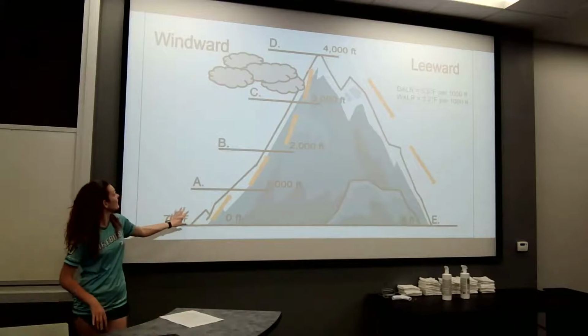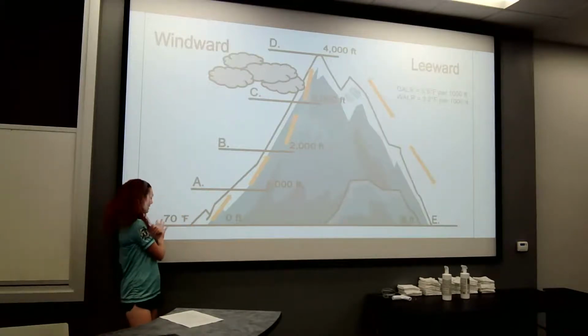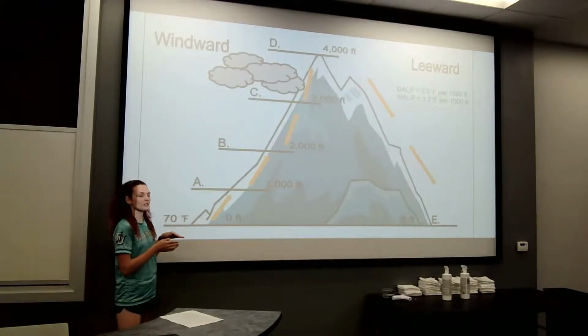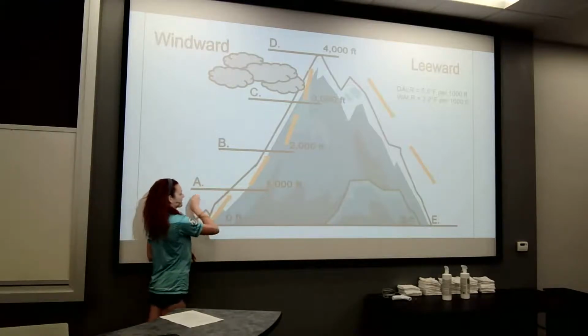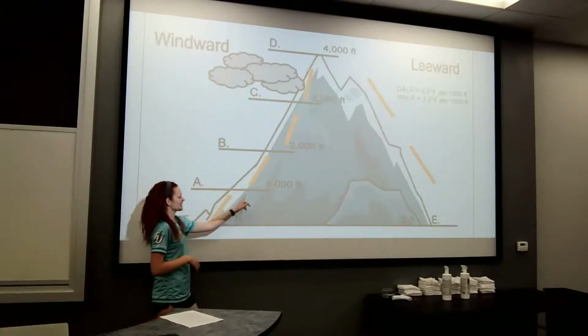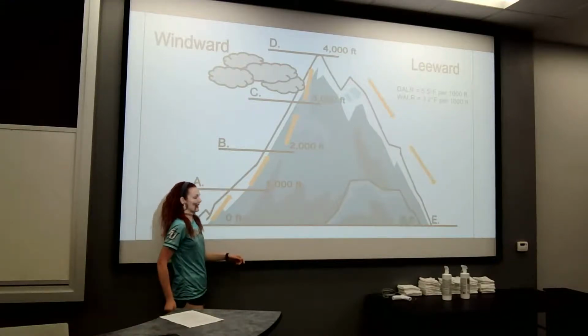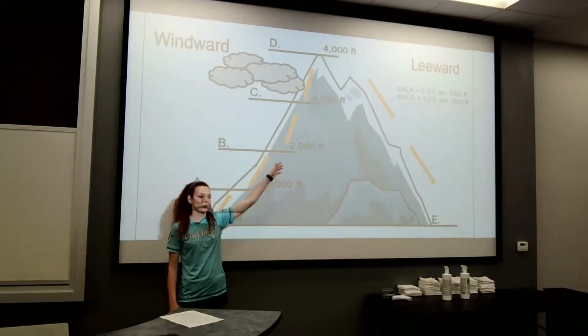Over here on the windward side of the mountain, we're starting with 70 degrees. So on the ground level, it's 70 degrees. We first need to find what the temperature is going to be at our elevation A right here. Our elevation is 1,000 feet, so we're going from 0 to 1,000, which matches perfectly with our wet and dry rates.